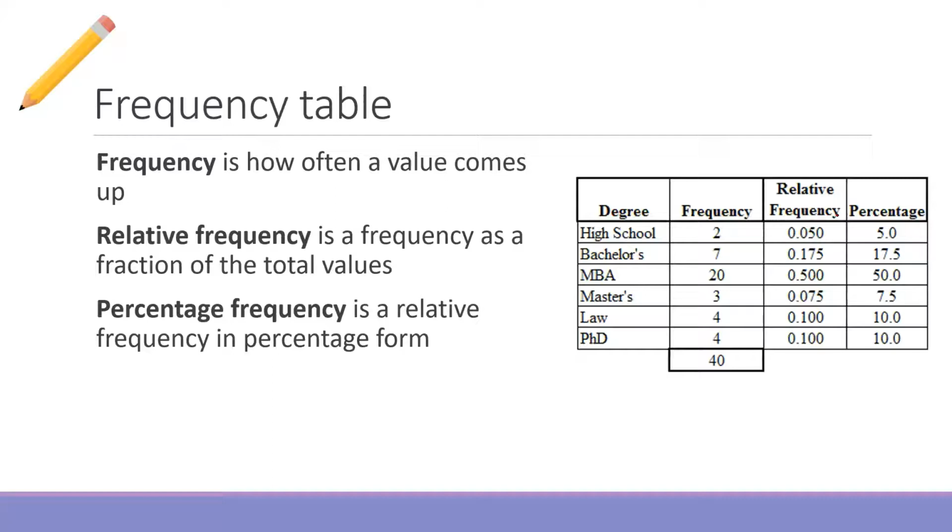Relative frequency is a frequency as a fraction of the total values. And the last one here is percentage frequency, which is a relative frequency in percentage form. We're going to explore all of these values and calculate them on our own later on. But let's have a quick look here on the right just to see what those 3 terms mean. So we've got 2, 7, 20, 3, 4, 4. This is, for example, a degree, and the number is the frequency. So this could be the number of people with that degree that applied for a particular job. That makes sense.